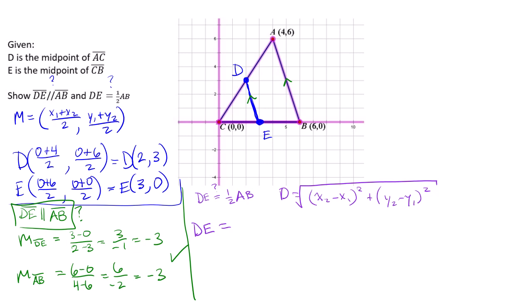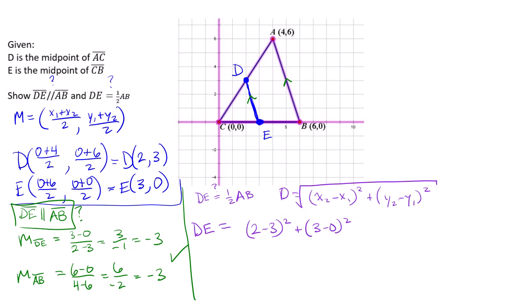x2 minus x1. So we'll call these the 2's and these the 1's. So it's going to be 2 minus 3 quantity squared plus 3 minus 0 quantity squared, all underneath the square root. Okay, and so then we get 2 minus 3 is negative 1. Negative 1 squared is 1.